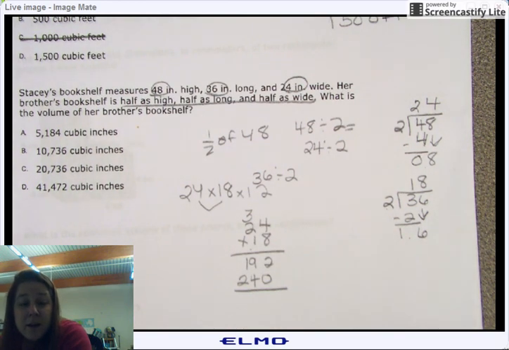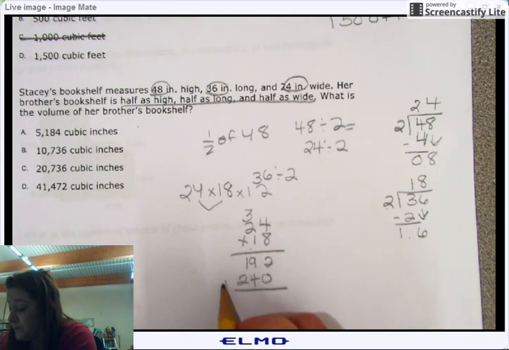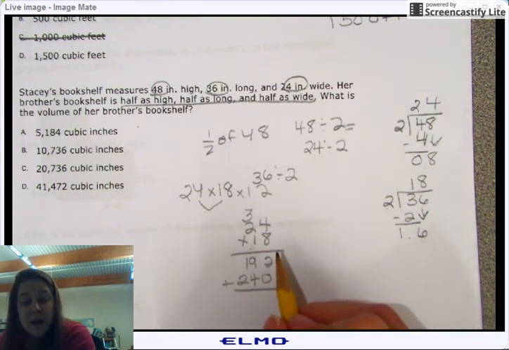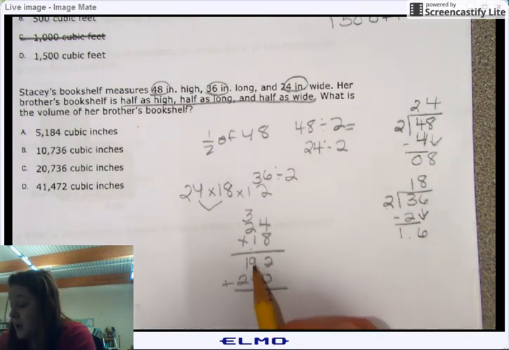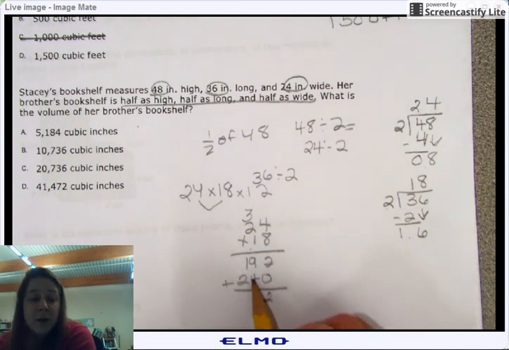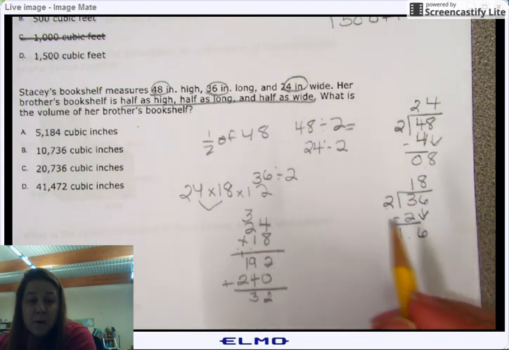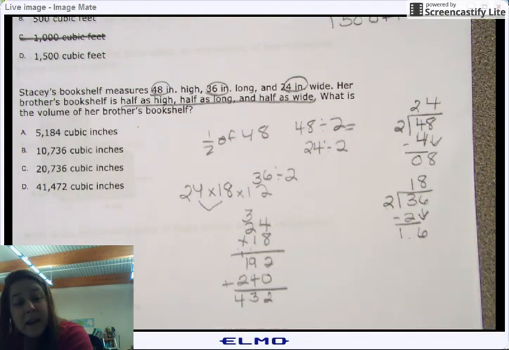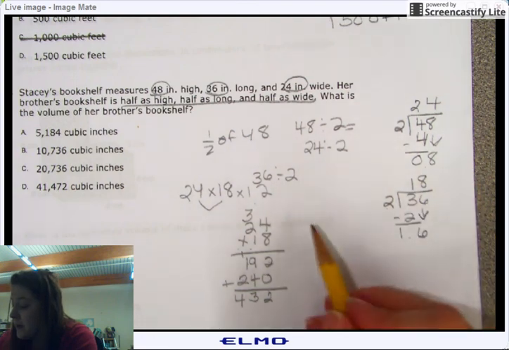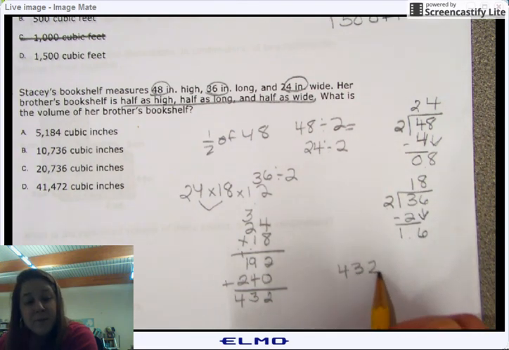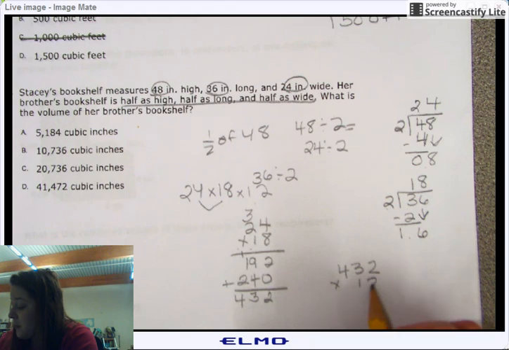And when I do that, I am now going to add. 2 plus 0 is 2. 9 plus 4 is 13. Trade your 1. 2 plus 1 plus 1 equals 4. But Miss Hine, that's not an option. Correct, that's not going to be an option, because now I need to multiply that by 12. So I now need to take 432 and multiply it by 12.